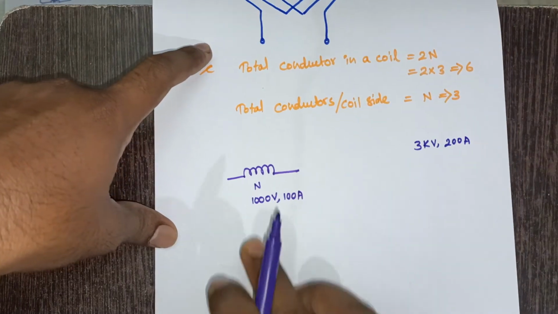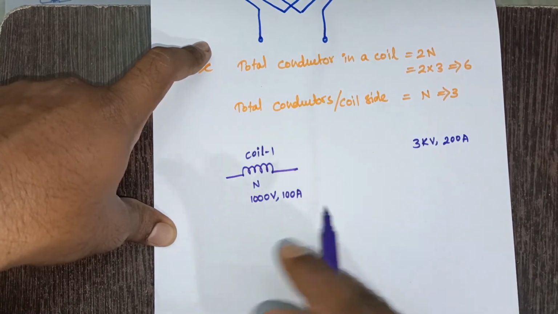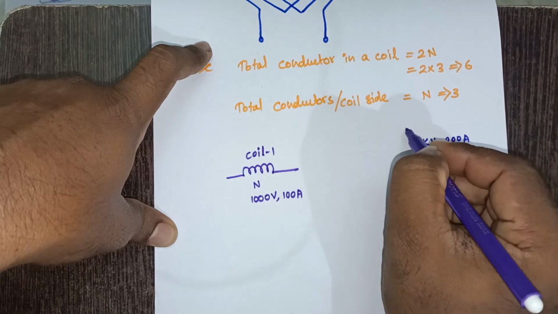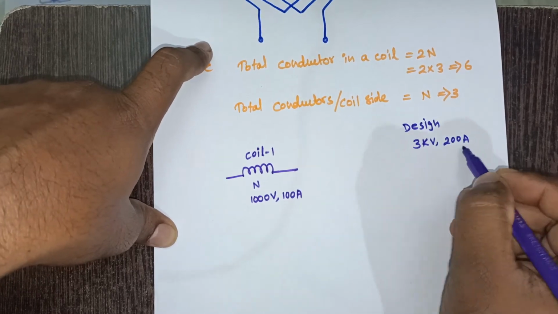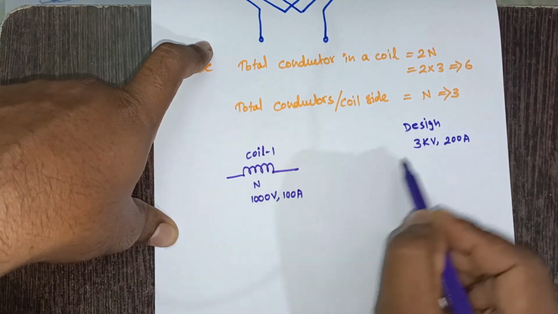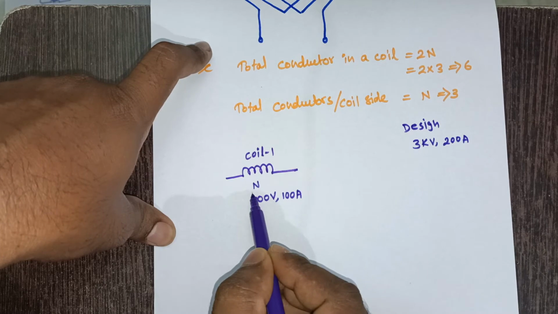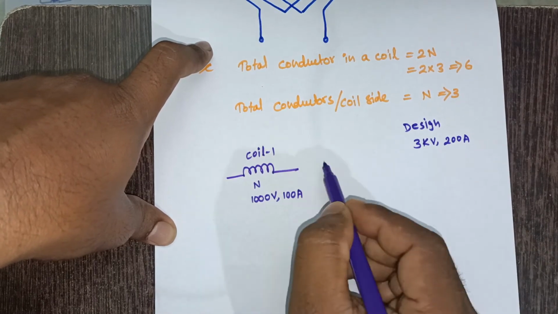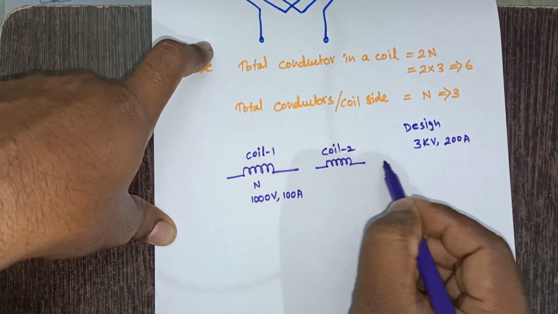In such a case, let me take here this as coil 1. We need to design for 3 kV, that is 3000 volts voltage capacity, and current capacity of a particular phase winding is 200 ampere, right? So first of all, I am checking the voltage requirement. We need to meet 3000, but each coil is having 1000 volt capacity. So in order to increase total winding capacity to 3000, I can take 3 coils here, right? Coil 1, this is coil 2, and here it is coil 3.